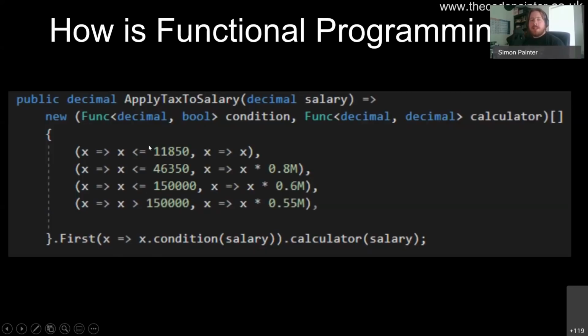So what that will mean is it will go through these one at a time until it finds one that returns true. So if you have a salary less than 11,850, then it'll select this one out. Or if you've got a whopping great salary over 150,000, because wouldn't that be a lovely thing, then it would select this one out. But it's selecting out at this point the whole row. So then what you have to do is call the calculator. I've called it calculator, which is the second half of the tuple, and then feed salary into that.